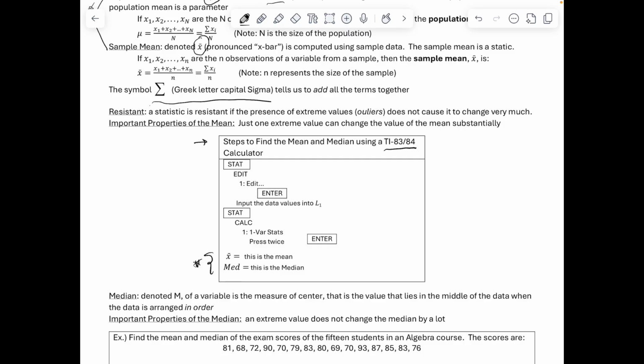Right above that, it talks about resistance, which is a statistic. A statistic is resistant if the presence of an extreme value or an outlier, which we'll talk about later this chapter also, does not cause it to change very much. An important property about the mean is that just one extreme value can change the value of the mean drastically.